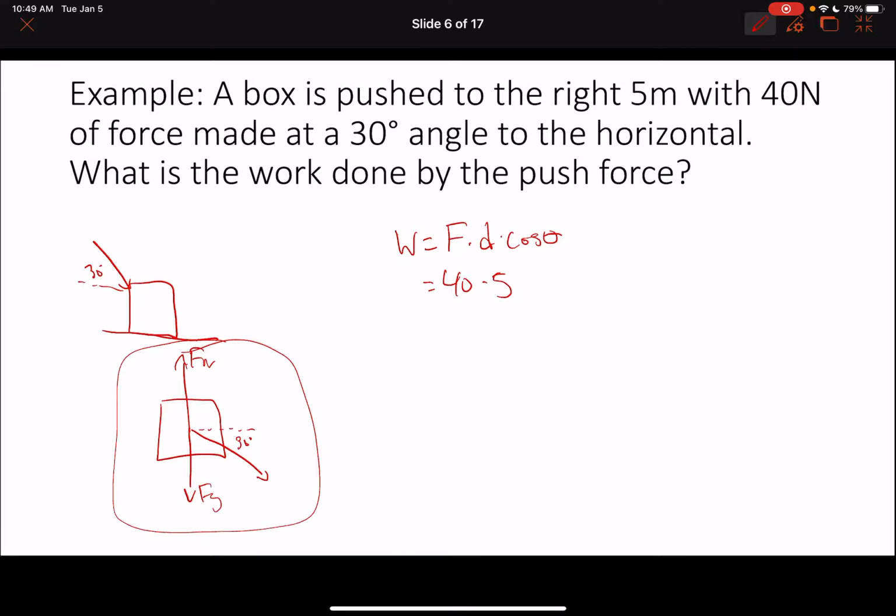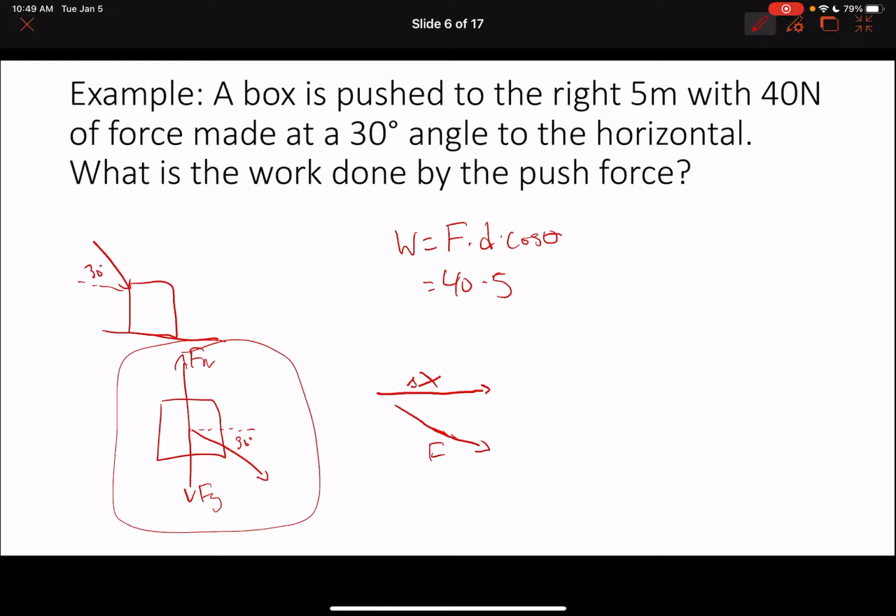Go ahead and draw your angles. Draw the force vector and the displacement. The displacement is to the right, right? We're going along a surface. But the force is being pushed down. The force is downwards at 30 degrees.